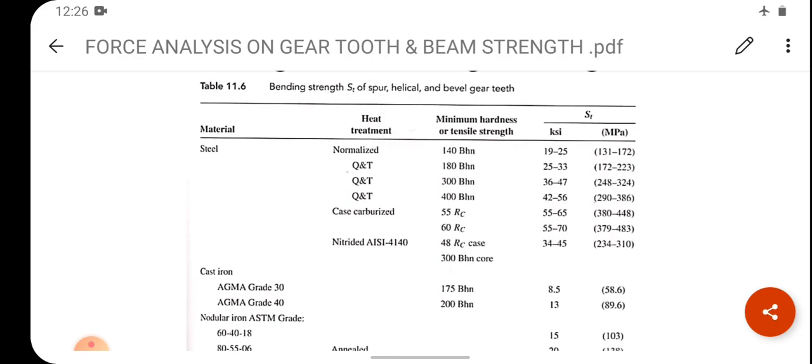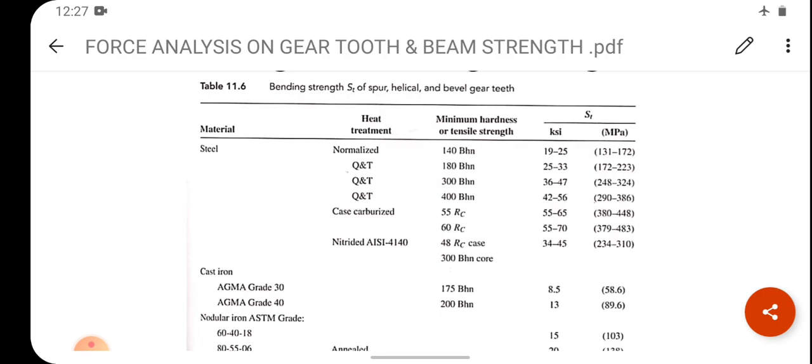See here, first example, that is steel. So the gear is manufactured with steel. The heat treatment given to this gear is normalized. The minimum hardness of this gear is 140 BHN, Brinell hardness number. So in terms of KSI, the value of ST is 19 to 25, or in megapascal 131 megapascal to 172 megapascal.